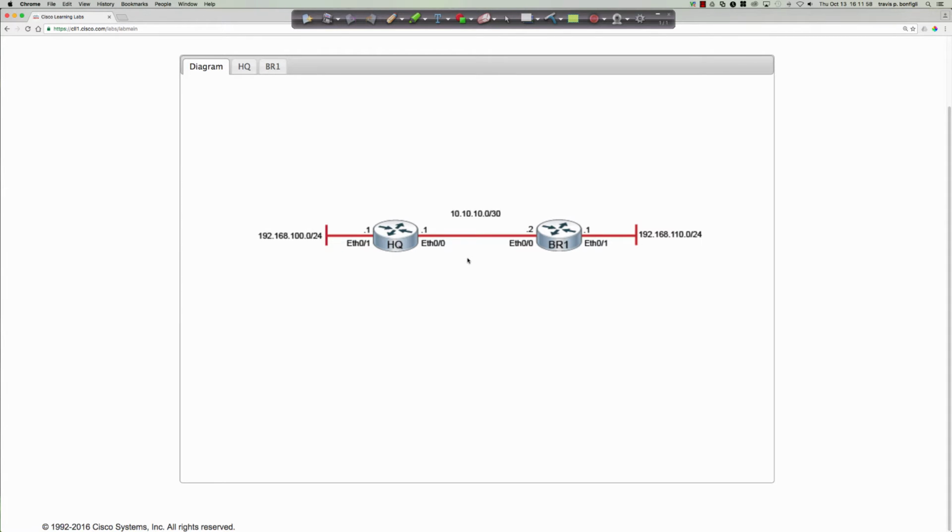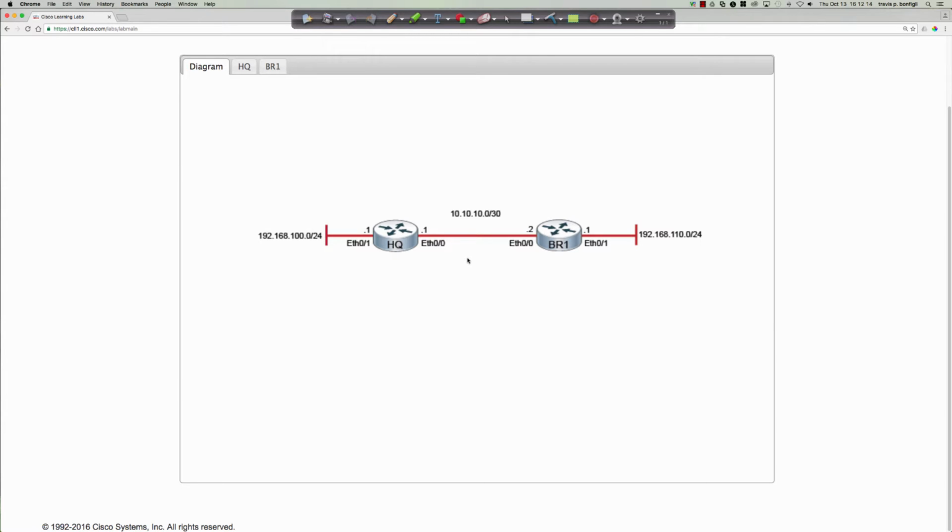This is the CCNP ROUTE course, and this afternoon's video tutorial is going to be a tutorial on Cisco Learning Labs Discovery Activity number 18, where we're going to be investigating Cisco Express Forwarding, or CEF as it's commonly referred to.